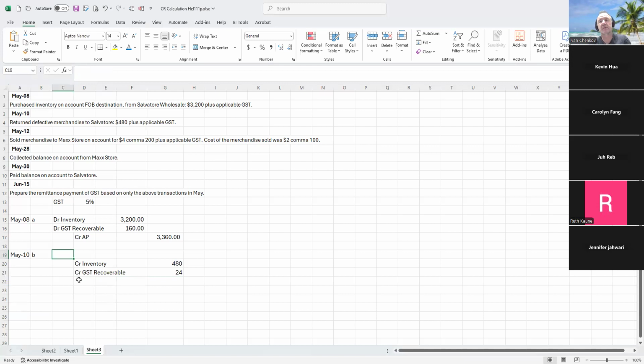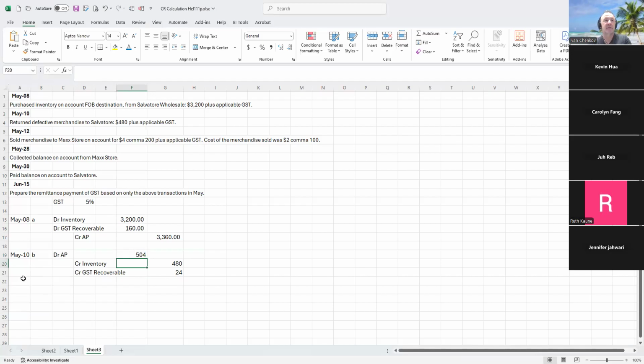So once I return those goods back to the vendor, do I have to pay for it? No. So what do I have to reduce now? I have to reduce my accounts payable. And my accounts payable is gonna go down with this amount plus that amount: 504.